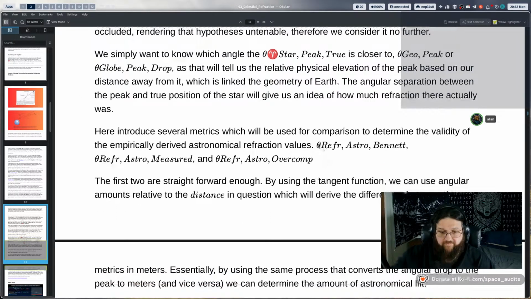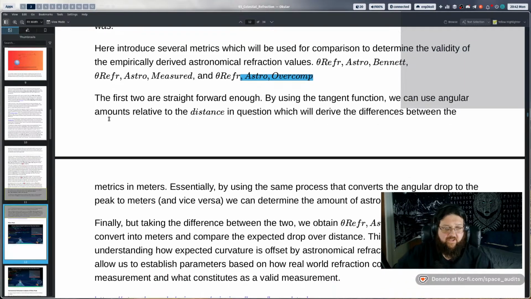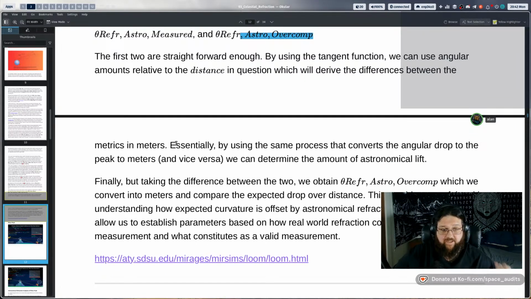So here the variables introduced are astrorefraction Bennett, astrorefraction measured, and astrorefraction overcompensation. The first two are straightforward enough. By using a tangent function, we can convert the amounts based on the relative distance into meters, and we can think of it as lift and drop to see how these things are affecting the measurements relative to the elevation of the peak in meters instead of angles.